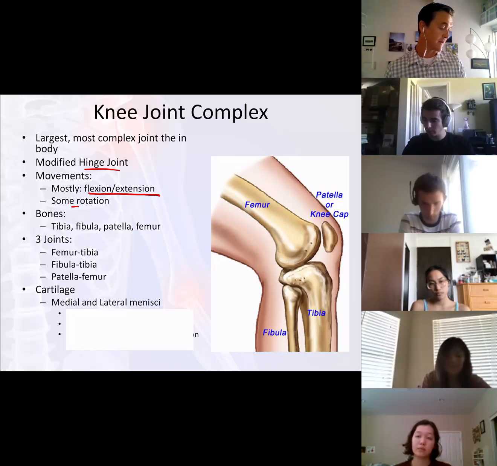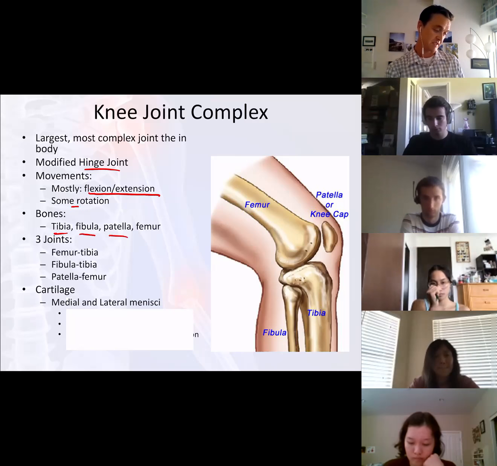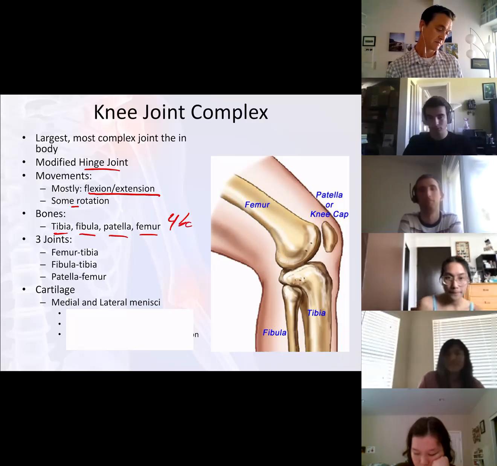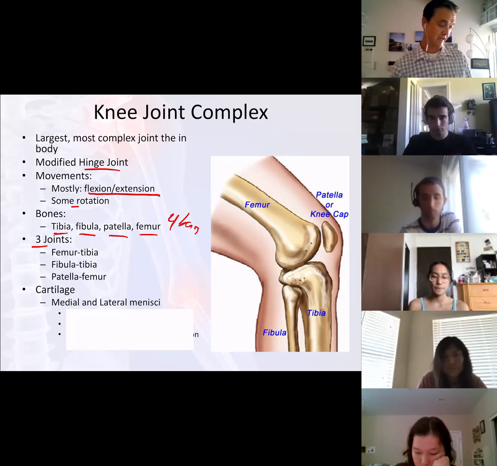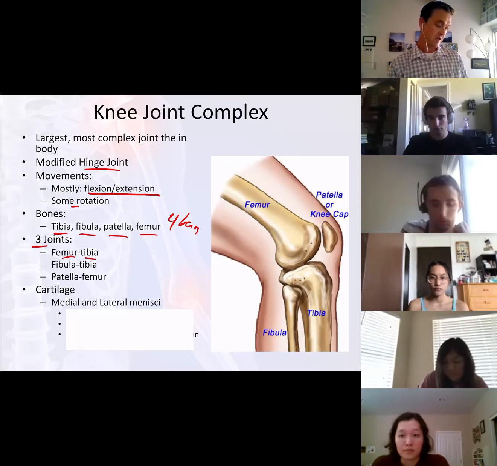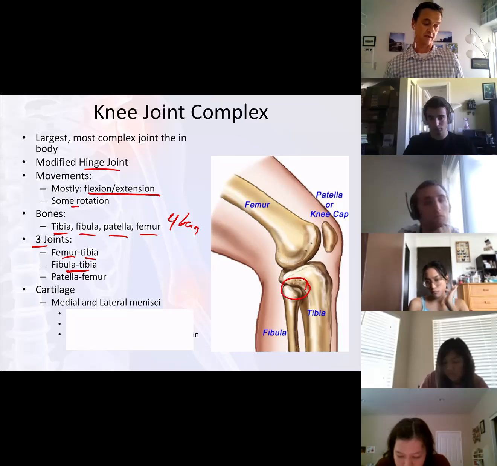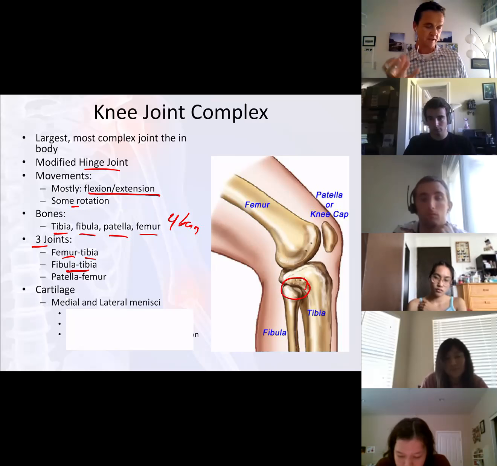Okay. All right. So the knee has 4 bones in it as well. It has the tibia, the fibula, the patella, and the femur. So 4 bones. Okay. And then it's got 3 bony articulations. Okay, so the main one between the femur and the tibia, that's those big condyles from the femur hitting the tibial plateau. Okay, we also have the fibula and the tibia. So we have this little articulation right there. That one doesn't move much, but you can feel that one when you're doing that rotation of your knee. You can feel some slight movement in there.